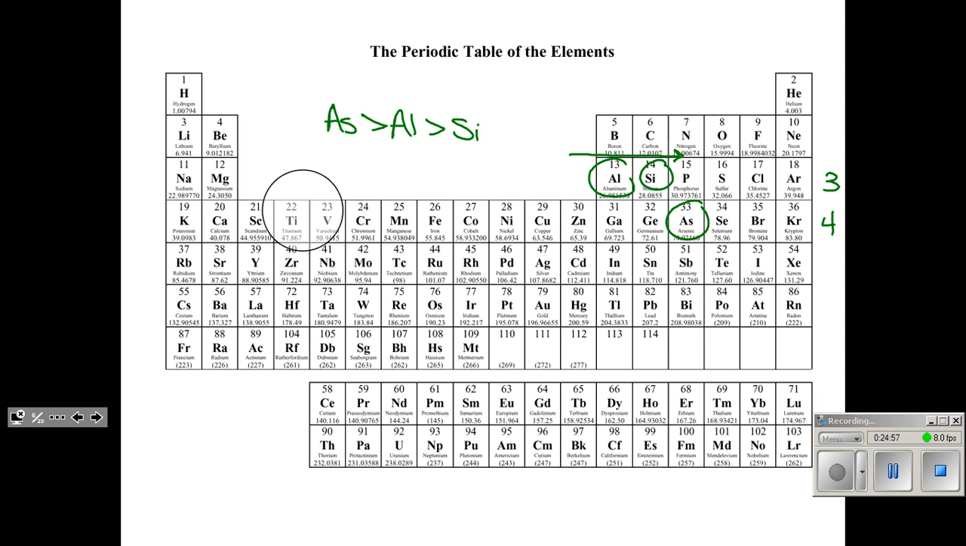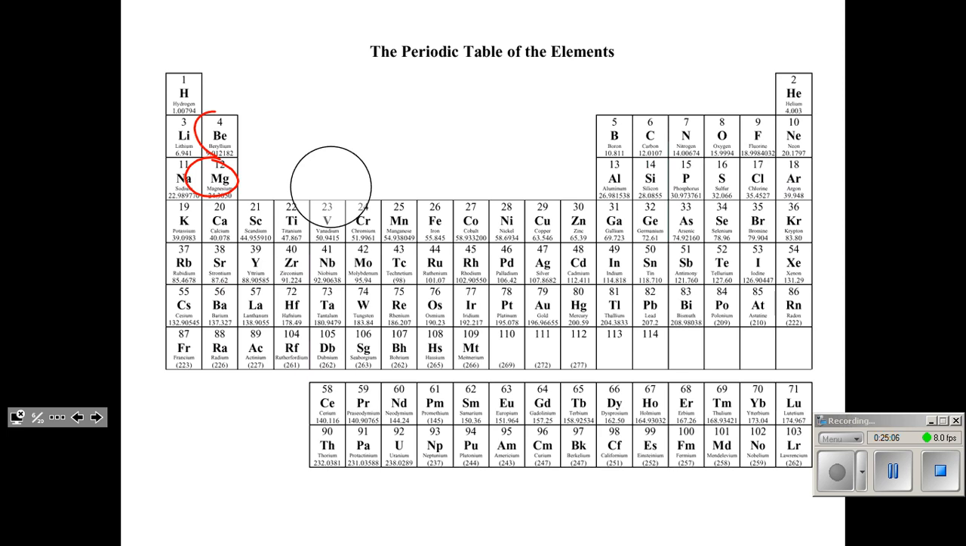Like, which of these three elements has the greatest electronegativity? So if the question's asking for the greatest electronegativity, right? Electronegativity is abbreviated capital E sub N.